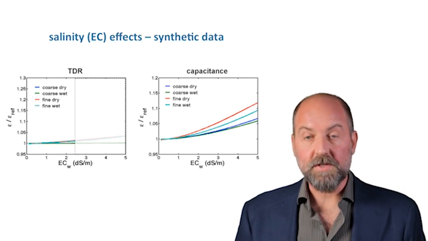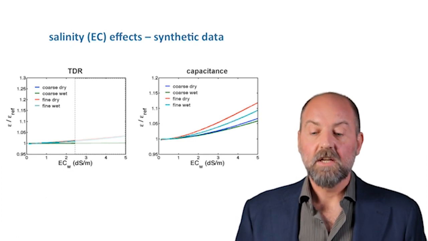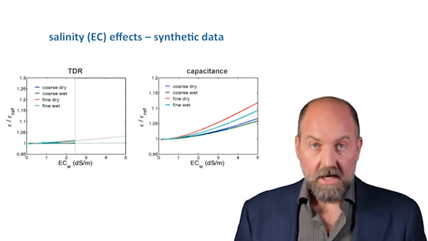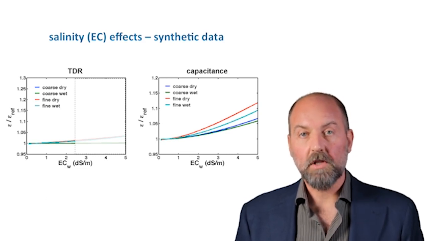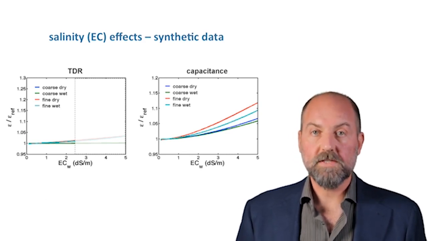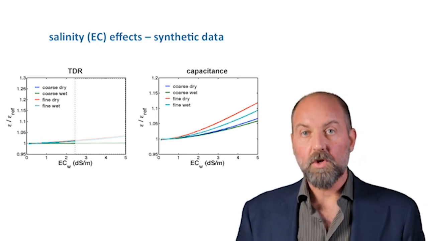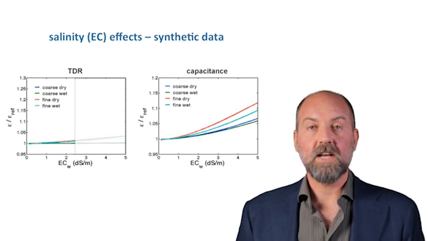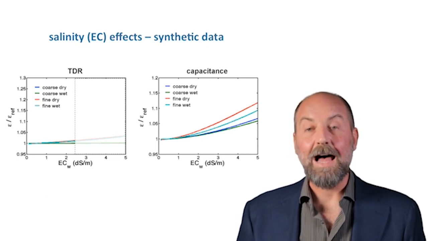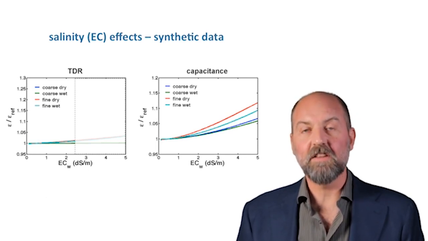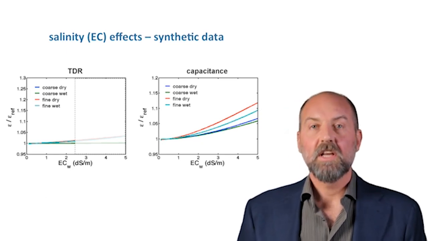It is important to notice that the effect of sample EC is not the same. It changes if we go from a wet to a dry soil, and also if we consider a coarse versus a fine soil. And these represent a major problem because whatever the extent of the salinity effect is, it is very hard to correct for unless independent information on soil texture or on soil moisture is available.